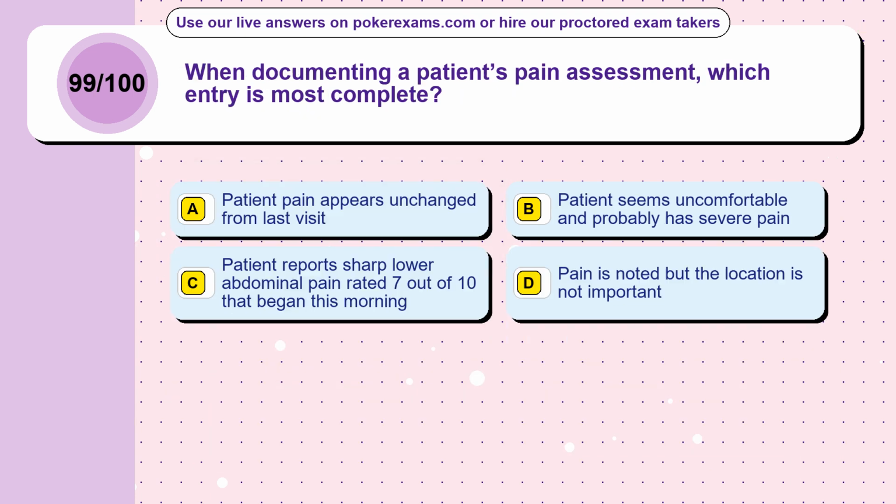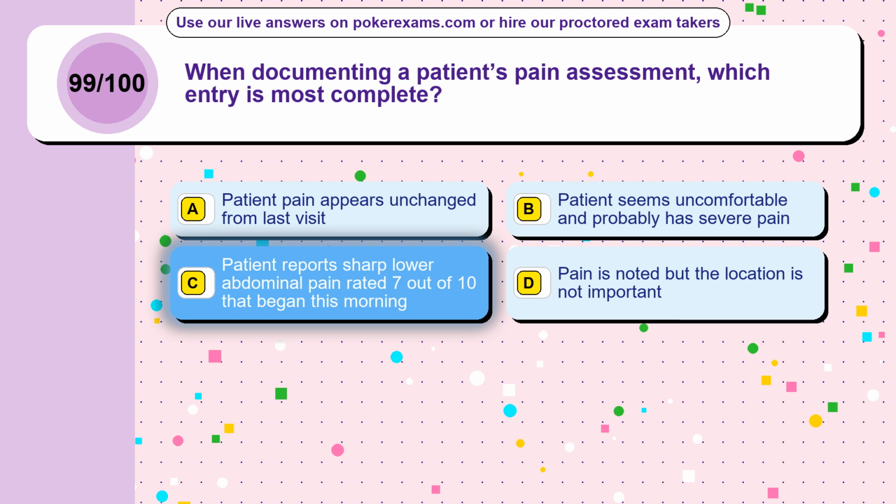Question 99. When documenting a patient's pain assessment, which entry is most complete? Option A. Patient pain appears unchanged from last visit. Option B. Patient seems uncomfortable and probably has severe pain. Option C. Patient reports sharp lower abdominal pain rated 7 out of 10 that began this morning. Option D. Pain is noted but the location is not important.